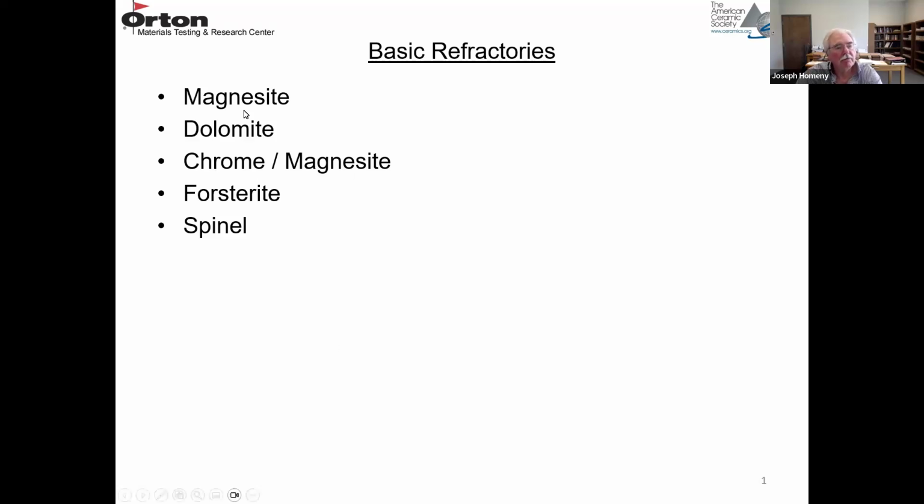There are these 5 groups here: magnesite, dolomite, chrome magnesite, then forsterite and the spinel. We should have enough time to go over magnesite and dolomite today. Then next week, we'll do these other 3: chrome magnesite, forsterite, and spinel.